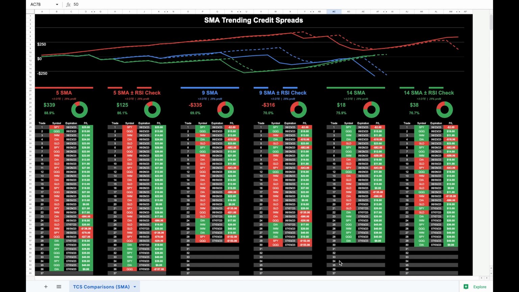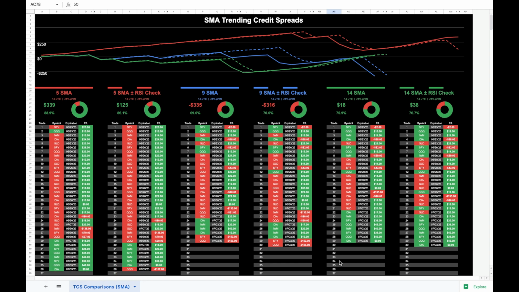So as you can see right here, the reds are the shorter dated SMAs, and it's either with or without the RSI check. And you can see right now they're performing a lot better in terms of just sheer profit. They're performing better. Also, in terms of win rate, they are performing better. There's definitely more closed trades. It looks like there's about 36 closed trades for the 5 SMAs, and then around 30 for the other credit spread bots.